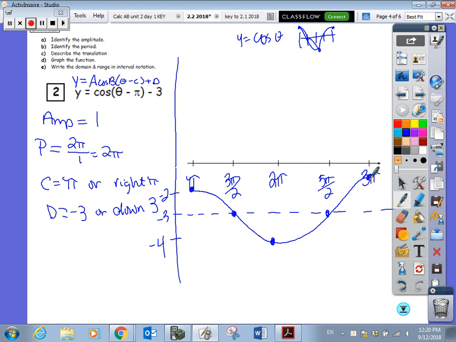Domain, still negative infinity to infinity. Range, our low value, which is -4, up to our high value, which is -2. So again, the domain and range for any sinusoid, when it's just a general formula, is negative infinity to infinity. But when we start getting to the application problems, the domain is not necessarily negative infinity to infinity. It'll be the situation that's being represented in the application problem.